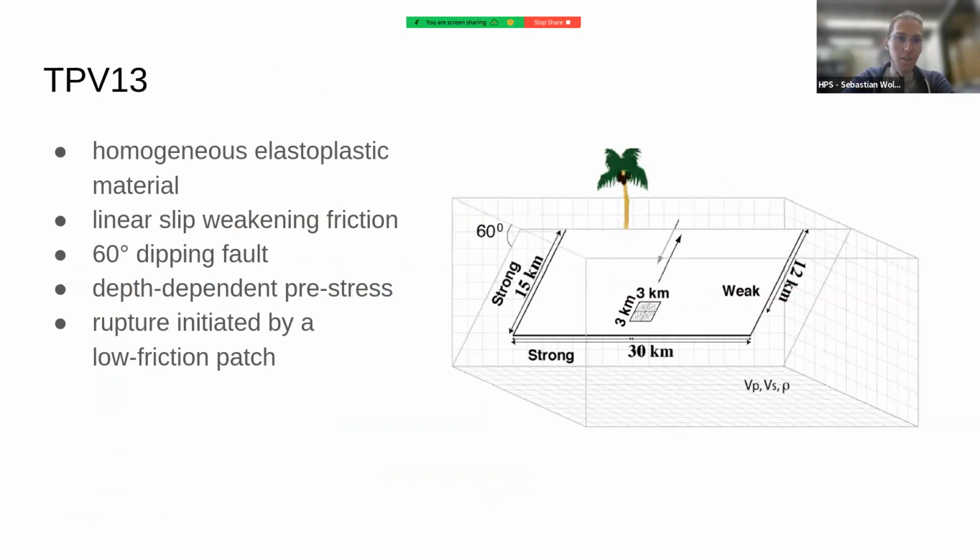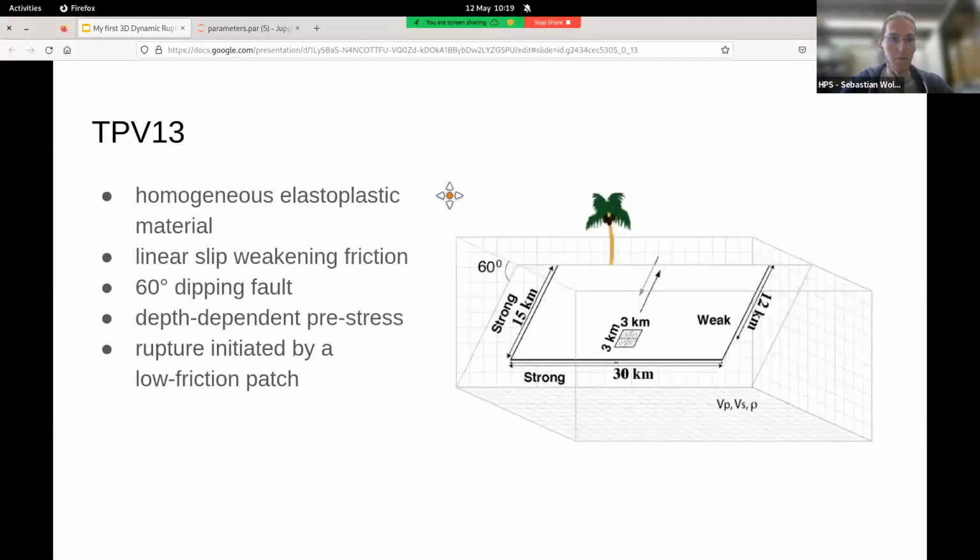So we have a homogeneous elastoplastic material. This means that some of the deformation is permanent. And on the fault, we have a linear slip weakening friction law, so one of the simpler friction laws. We have a 60-degree dipping fault, and then depth-dependent pre-stress. And in particular, to initiate rupture in this 3 by 3 kilometer patch, we have a lower friction than everywhere else on the fault, and this is then the nucleation for the rupture. So let's have a look how this works.